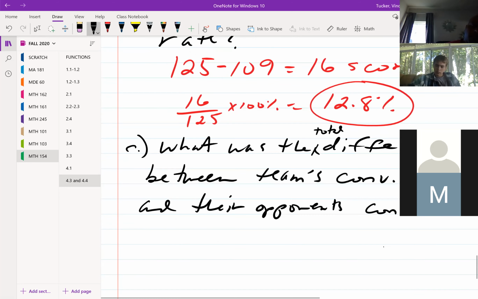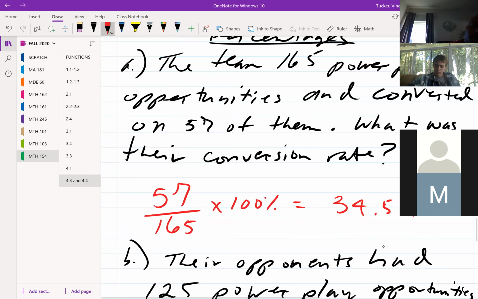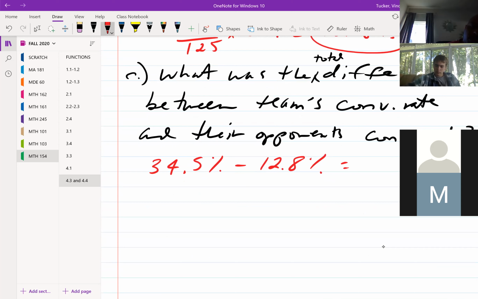All right, so what was the total difference between the team's conversion rate and their opponent's conversion rate? So difference is just subtraction. So all you would do is take the 34.5 that we got on the first one, subtract the 12.8. It was 34.5, right? Yep. And you get 21.7.